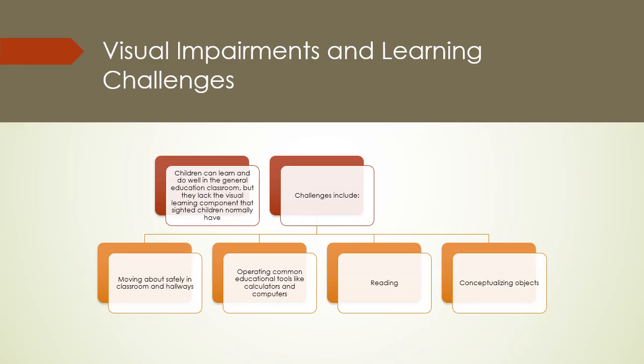Visual impairments and learning challenges. Children can learn and do well in the general education classroom, but they lack the visual learning component that sighted children normally have. Challenges include moving about safely in the classroom and hallway, operating common educational tools like calculators and computers, reading, and conceptualizing objects.